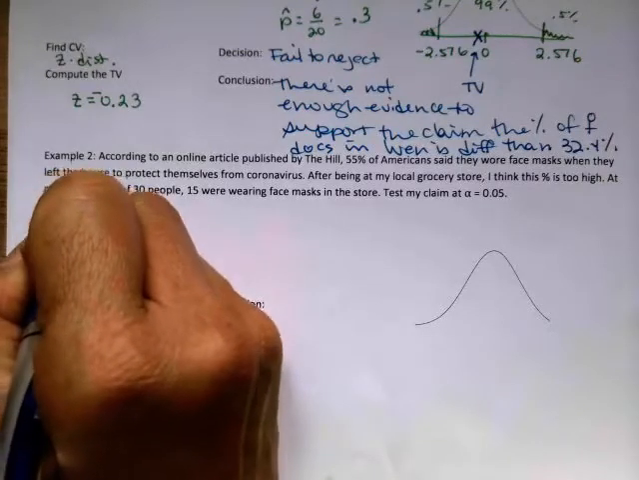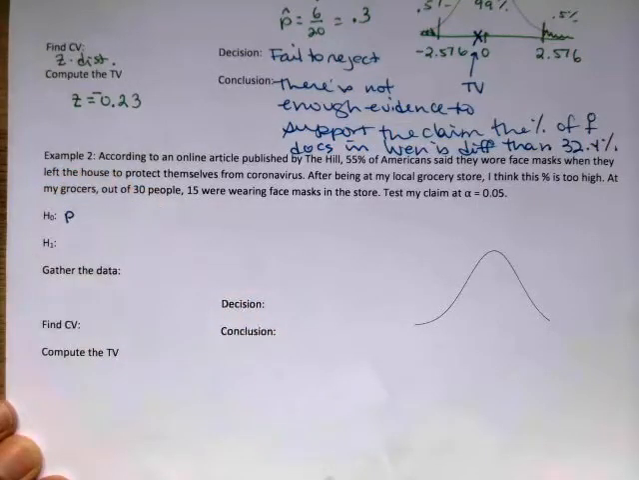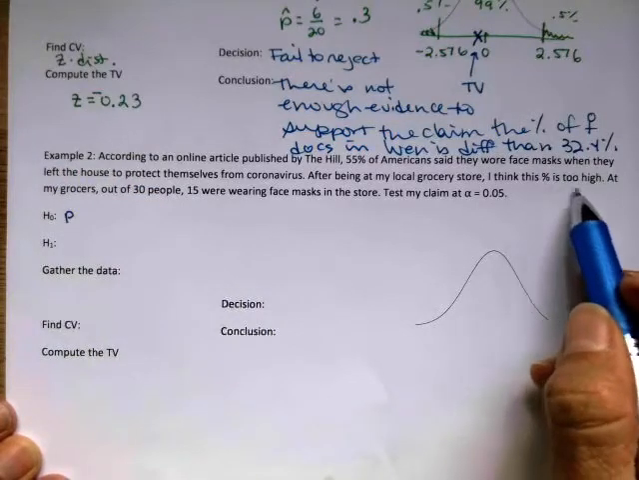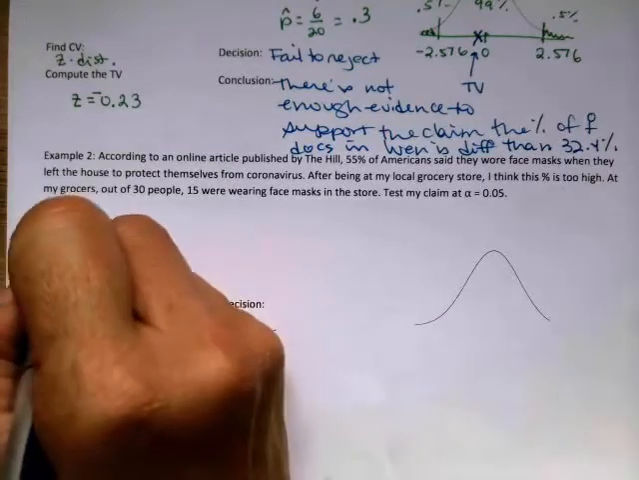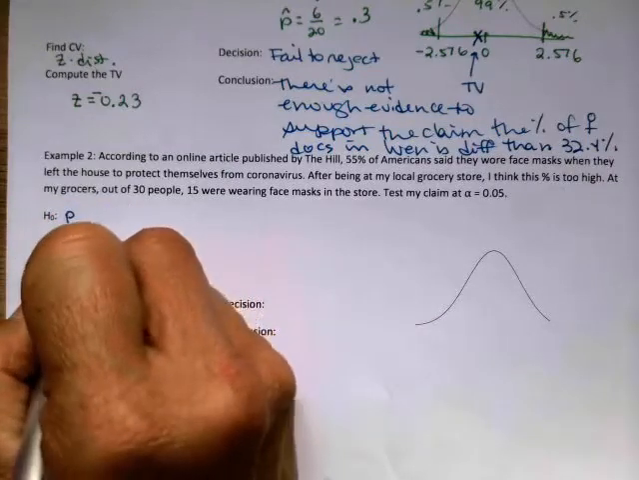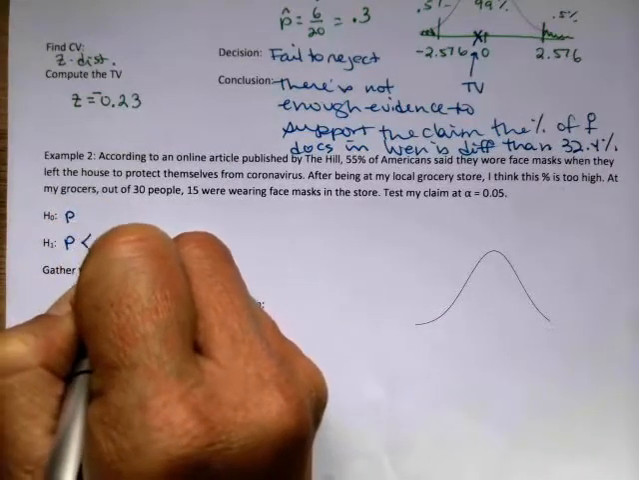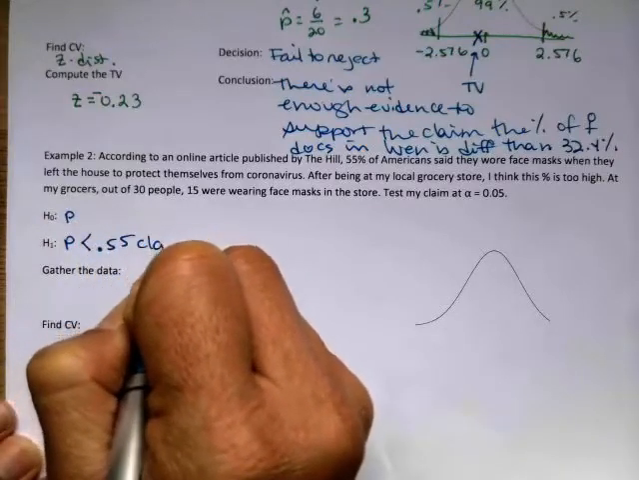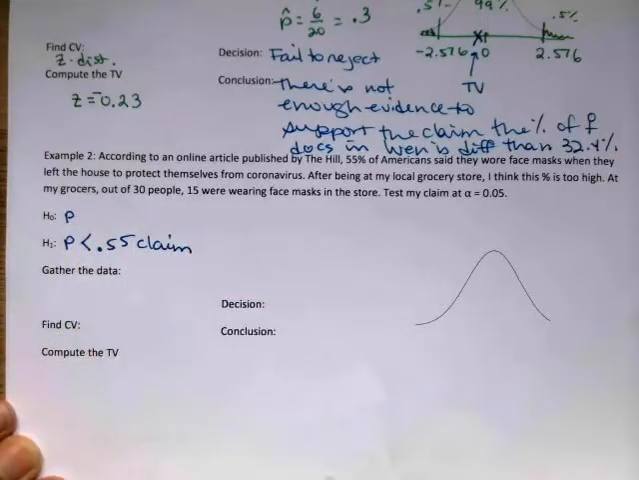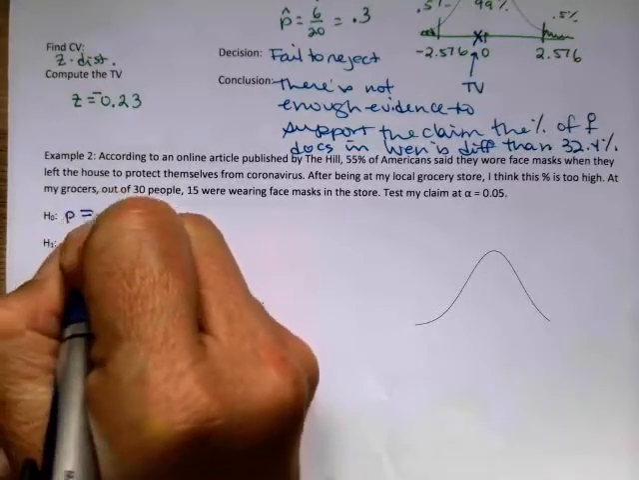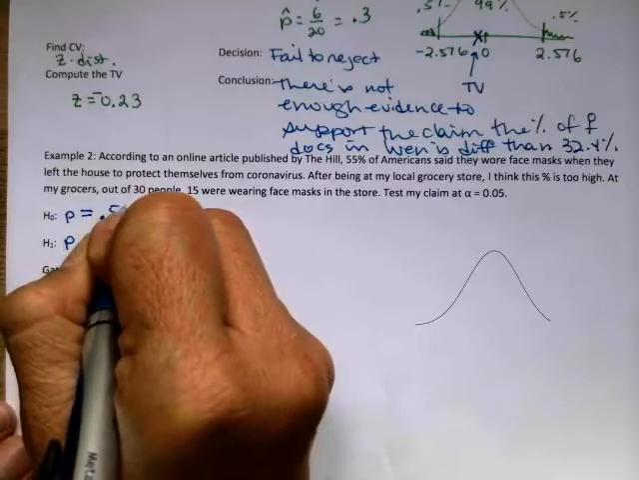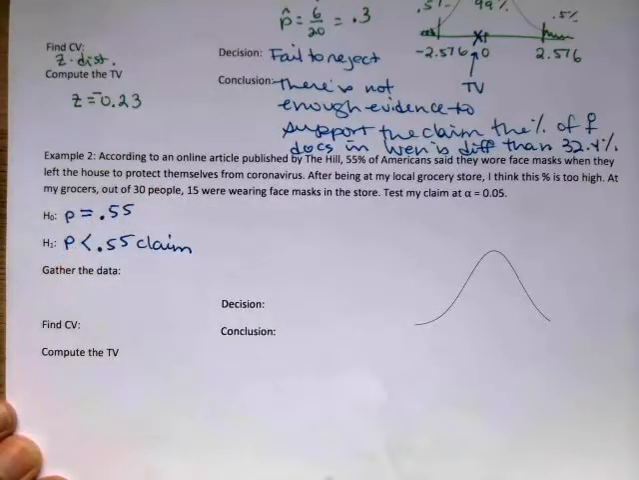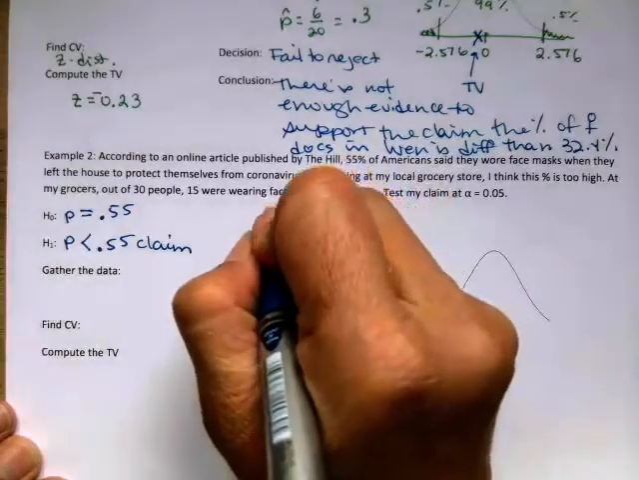So, really, the hypothesis that we see is the alternative. I think this percent is too high. I think the actual percent of people who wear masks is less than 0.55. This is my claim. I think the percent is less than. So the null hypothesis, remember, has to have the equal sign. So P equals 0.55.